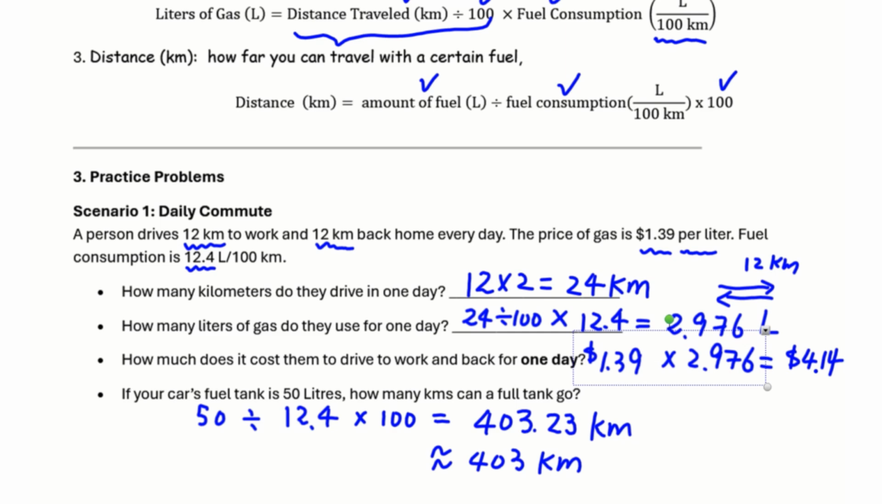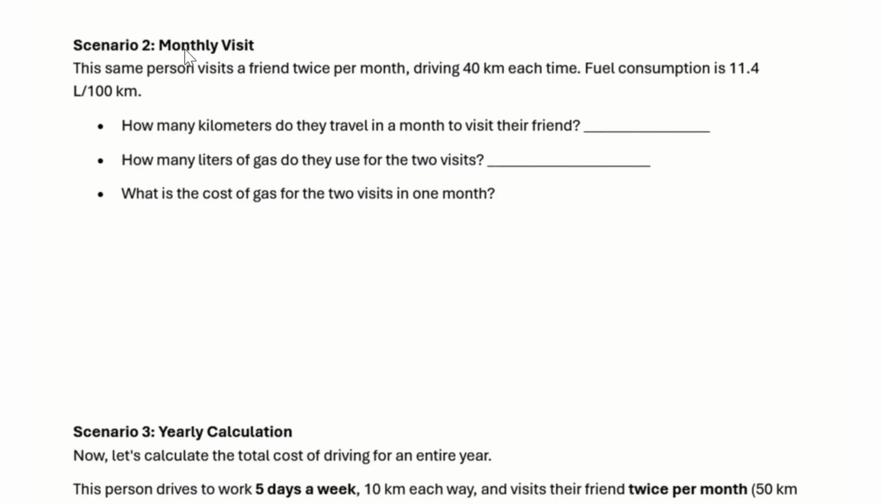Now we are going to look at the next scenario, monthly visit. This same person visits a friend twice per month, 40 kilometers each time.